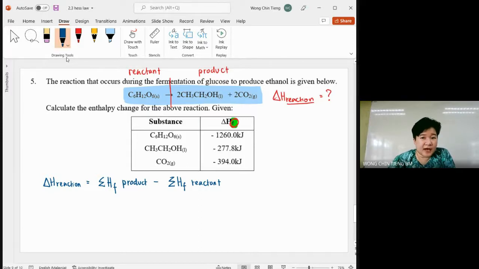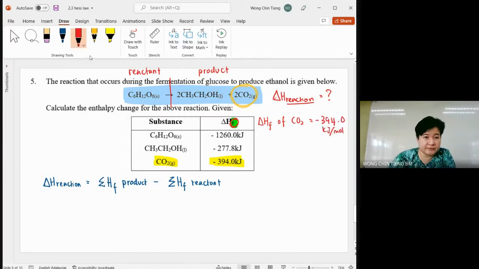Okay. Now, I just want to look at one simple product. Kita tengok dulu CO2. The one that is given over here is delta H formation of CO2, negative 394 kilojoule per mole. Okay. Kalau saya tulis equation ni, am I right if I write it this way?